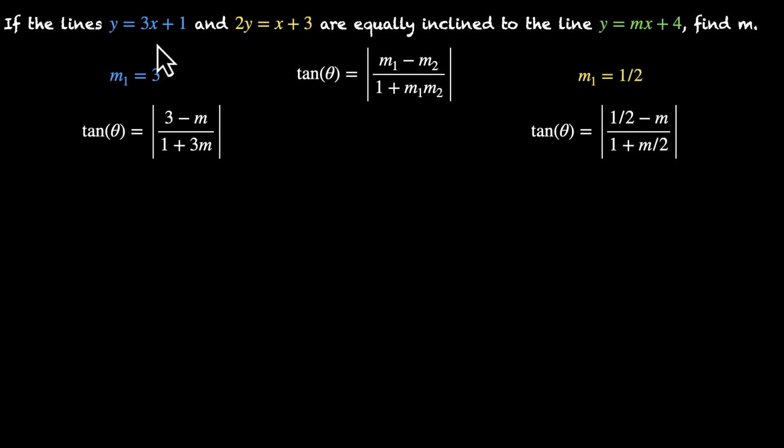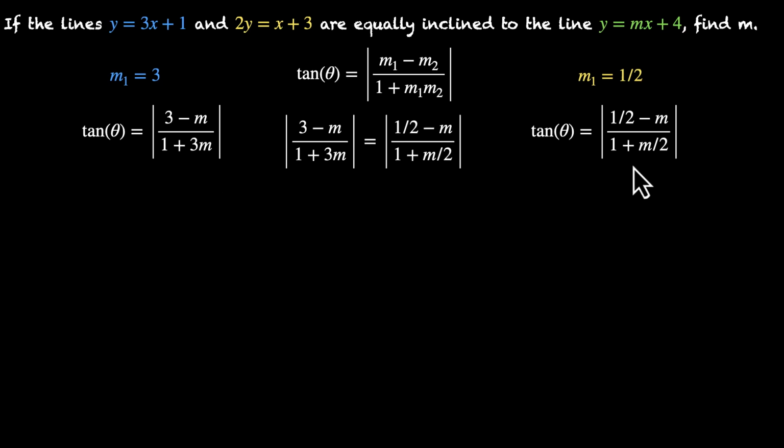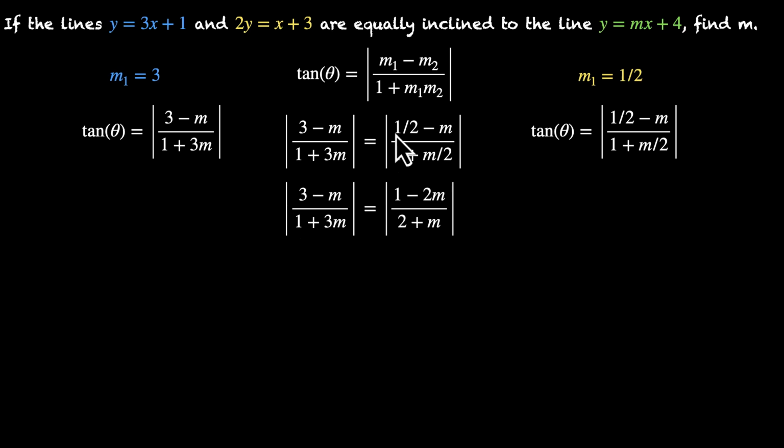Now because we know that these two lines are equally inclined to this green line, the angles that they make should also be equal, which means that tan should also be equal, which means this should be equal to this. So this is the equation that we need to solve. Now we have something mod equals to something else mod. Let's simplify this. We have 3 minus m by 1 plus 3m mod equals to, here we can take 2 LCM, 1 minus 2m divided by 2 plus m, and we can cancel the 2 out. So this is what we have: left side mod equals to right side mod.